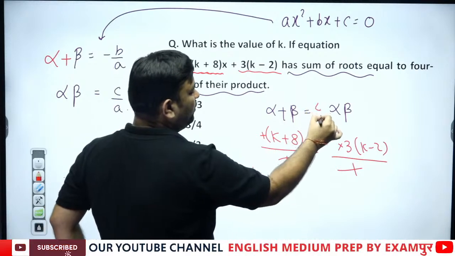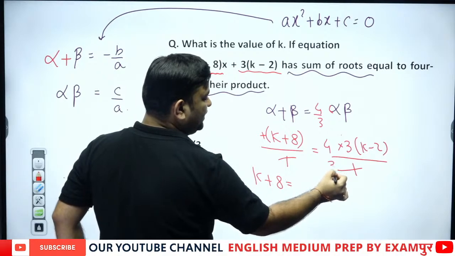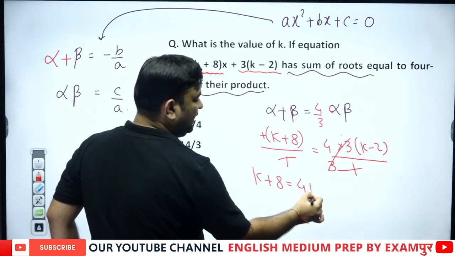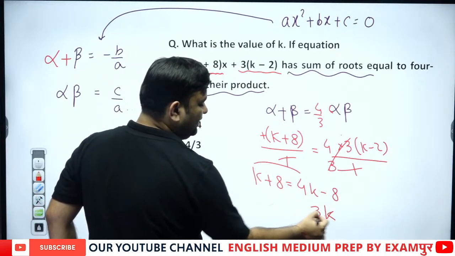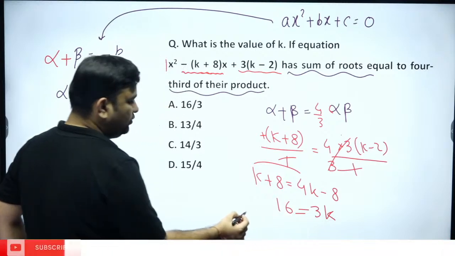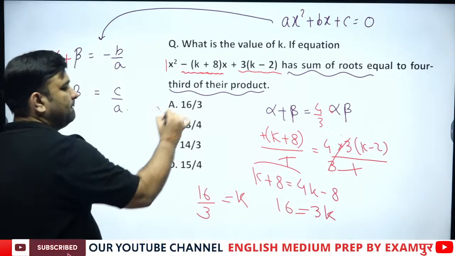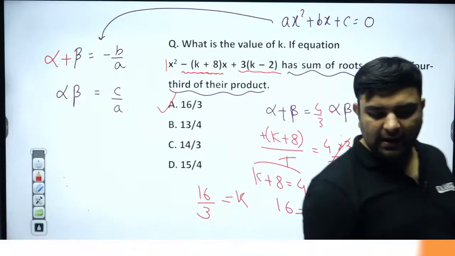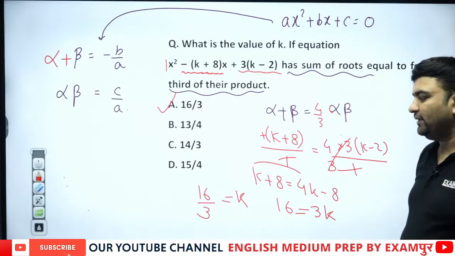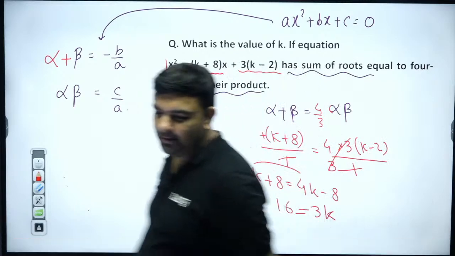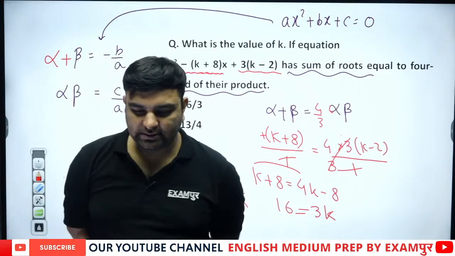4/3. Okay, 4/3 of their product. So it is 4k minus 8. So this k will go that side and this 8 will come this side. K is equal to 16 by 3. Guys, cool and clear? Perfect.